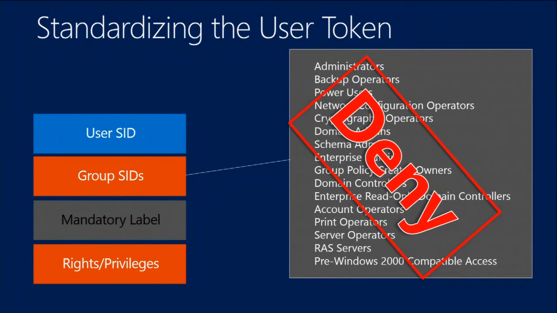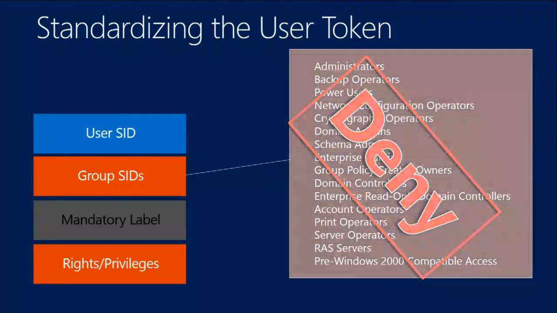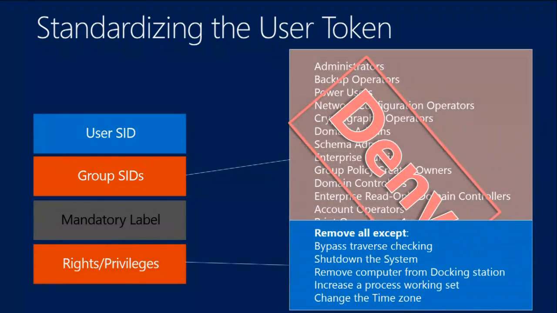Windows also examines your rights and privileges. My clicker isn't really working very nicely with me. And it takes away all your privileges, except for the ones that you need as a standard user. So you will still be able to shut down the system or change the time zone, but you will not be able to act as part of the operating system, for instance.